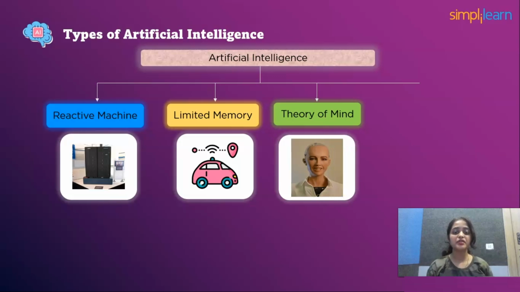Sophia from Hanson Robotics is the best example where the theory of mind AI was implemented. Cameras present in Sophia's eye combined with computer algorithms permit her to see. She can sustain eye contact, recognize individuals, and follow faces. It looks like human.